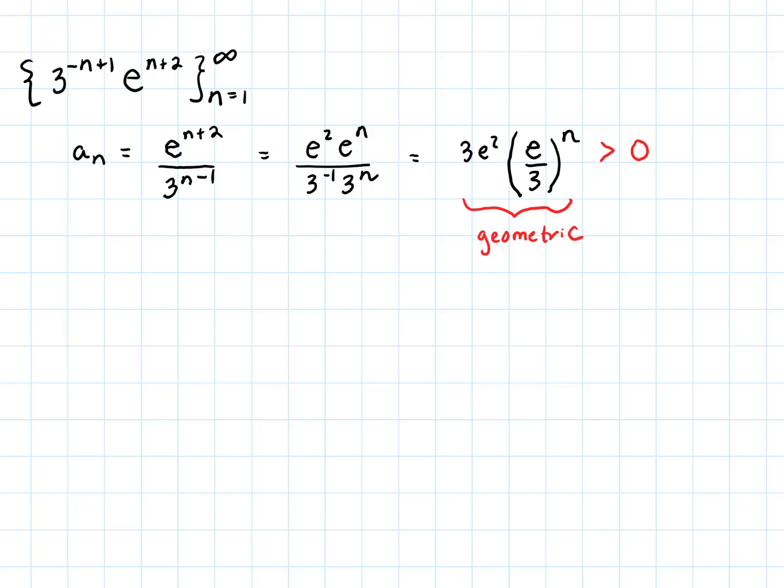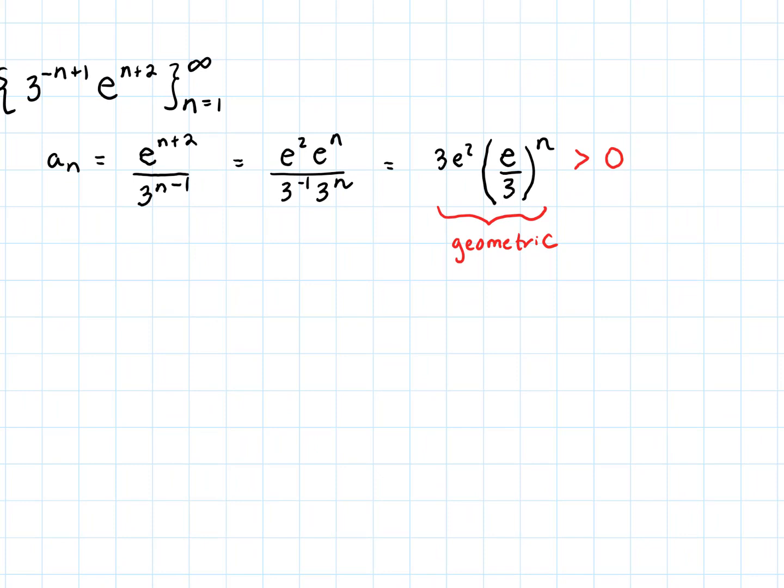We could say that this is just greater than 0, which tells me, with one other language definition here, that this is bounded below. It has a lower bound. So this definitely has a lower bound. It is bounded below, this sequence.